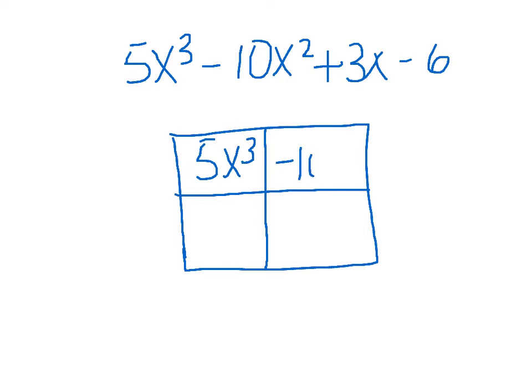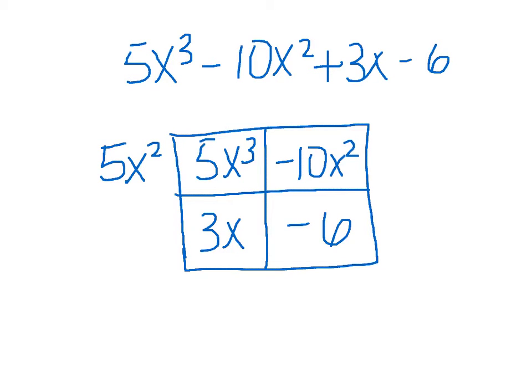So once I have everything inside, I'm going to put it in just as I see it and start factoring out the GCF of the top row. If I look at 5x cubed and negative 10x cubed, they're both divisible by 5, and they both have at least an x squared. That's going to allow me to find the top and fill in the rest.